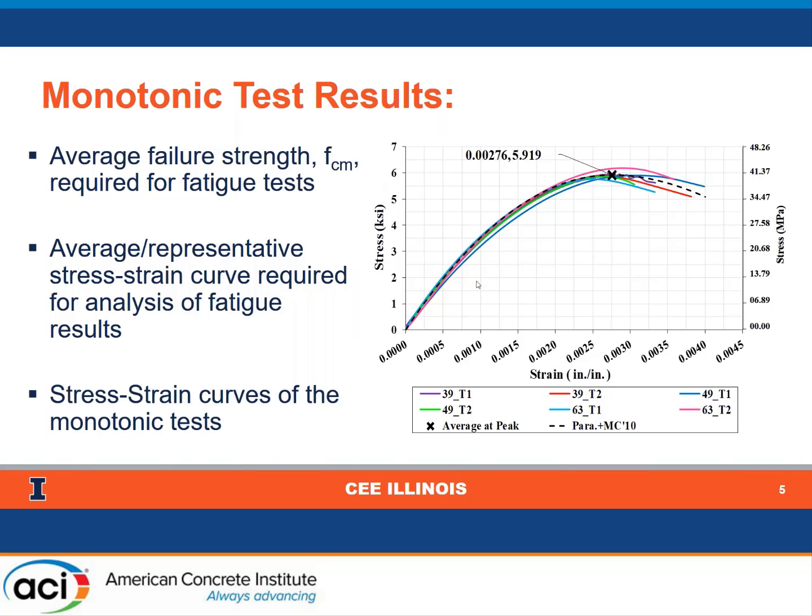And we also needed, as I mentioned before, a representative stress strain curve. So we use some existing equations, and we tried to match the average failure strength, FCM, and the strain at this average failure strength with this representative curve. And we saw that it was a fairly good match. So in all our fatigue analysis, we used this representative curve, which is shown in the dashed black line, because it was a good, average representation of the various monotonic stress strain curves.